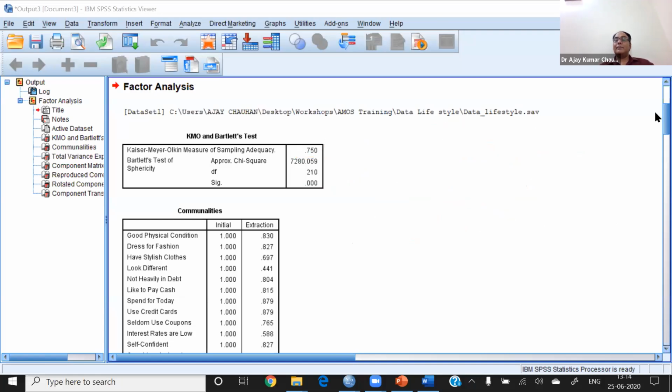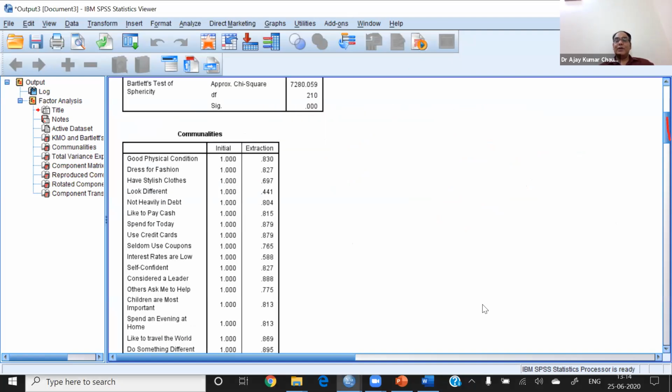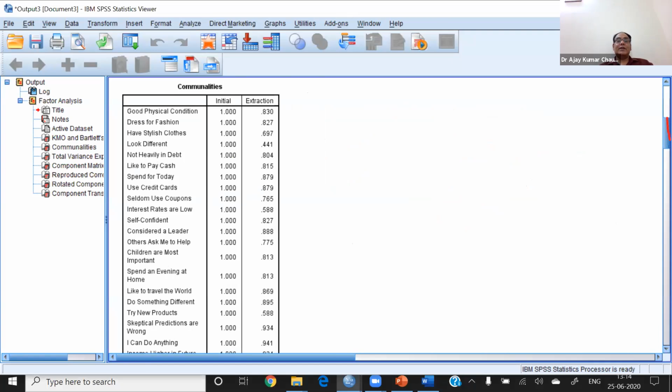In the next table, the communality. So all the communalities should be high and greater than 0.5 at least. We can see most of the communalities are fine, there is one problem here, 0.441. So we have to check whether to drop this statement or not. If this statement also has a factor loading less than 0.5, we have to drop it. Otherwise, we can keep it. So this is the criteria we have to check. Other than that, all communalities are more than 0.5. So we can continue with it also.